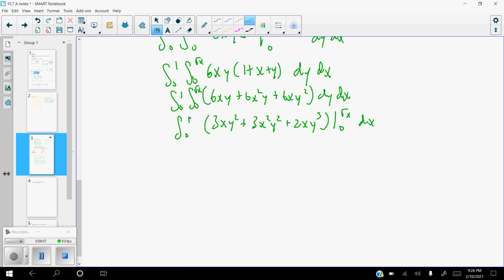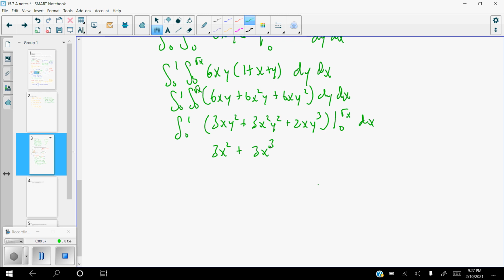Okay, plugging the square root of x into each y. A couple of these are going to work out nicely. If I plug the square root of x into the y squared in the first one, that'll be 3x times x, so that's 3x squared, right? Because plugging the square root of x into y squared gives the square root of x squared, which is just x, so that works out. The next one is going to be 3x squared times another x, so that's 3x cubed.